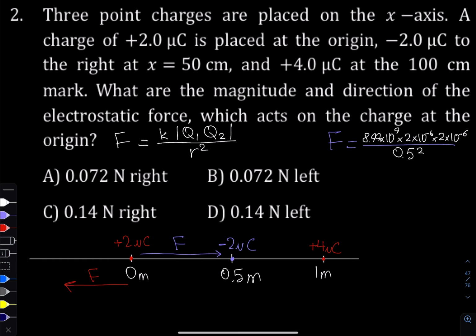So if we calculate that, we get 0.144 newtons. This is directed toward the right.